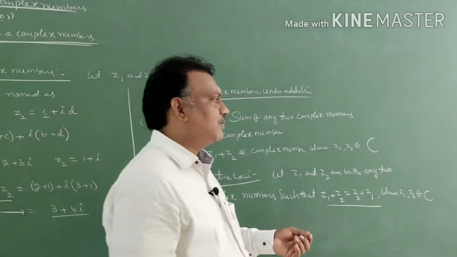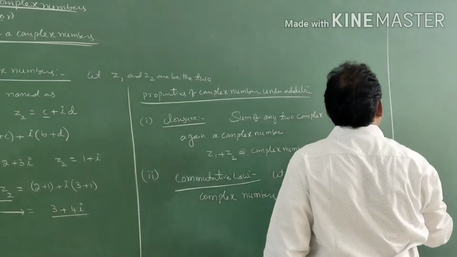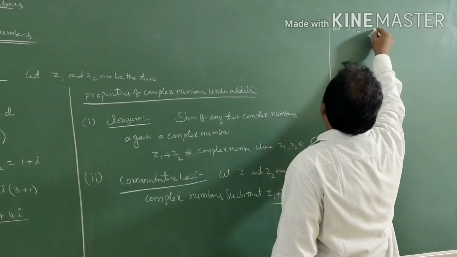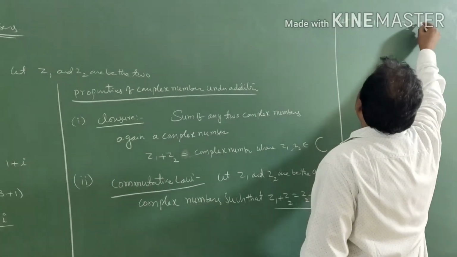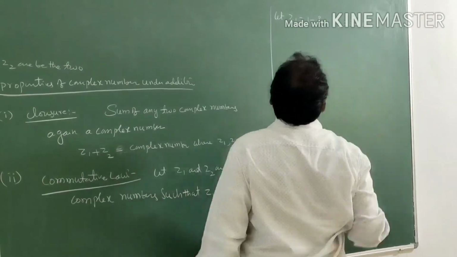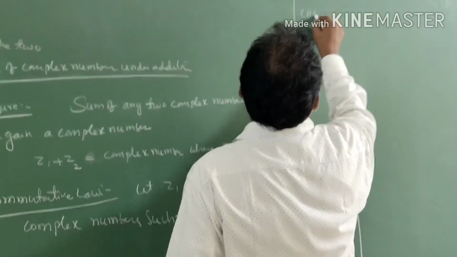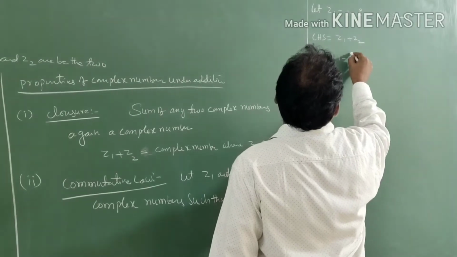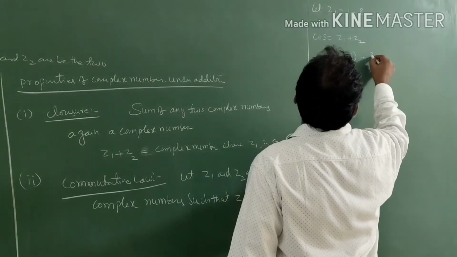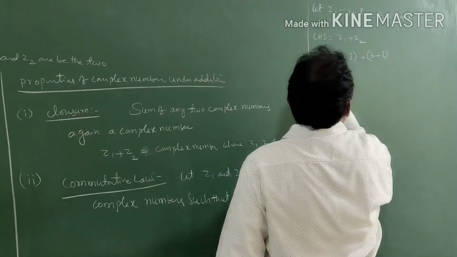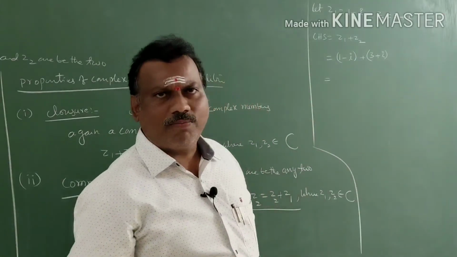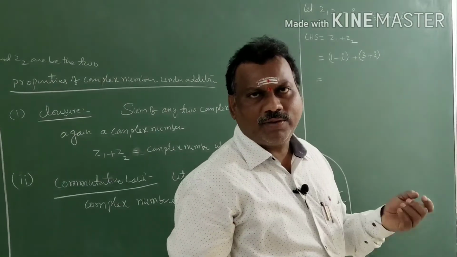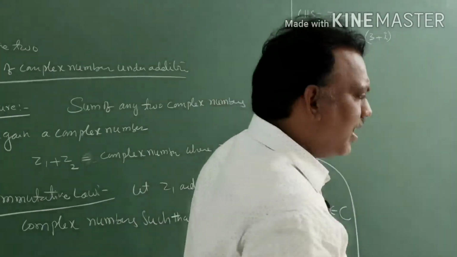We will explain with an example. See here, let Z1 is equal to 1 minus I, Z2 is equal to 3 plus I. Now we are going to check the LHS. LHS is Z1 plus Z2. Z1 value is 1 minus I plus Z2 value is 3 plus I. Just now I told how to add two complex numbers: sum of real parts plus I times the sum of imaginary parts.